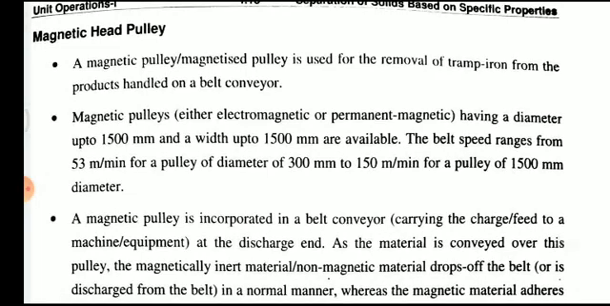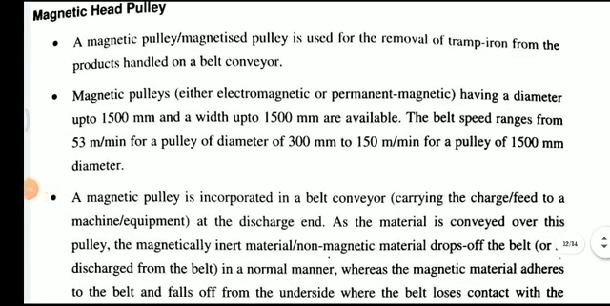So let's see the magnetic pulley first. A magnetized pulley is used for removal of tramp iron from the product handled on a belt conveyor. The conveyor is a belt. The magnetic pulley has a diameter up to 1500 mm and width up to 1500 mm.